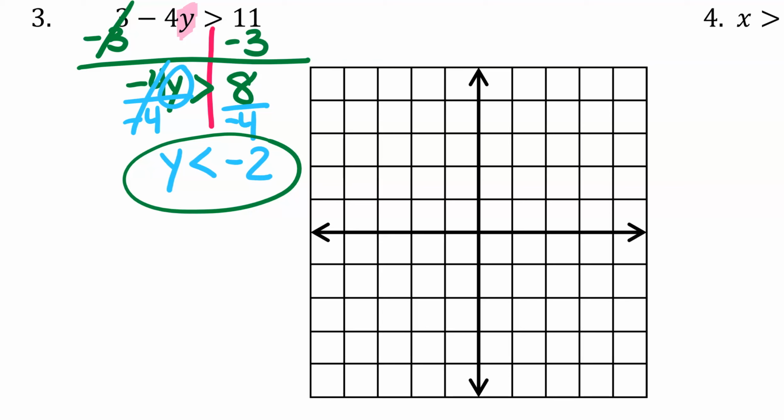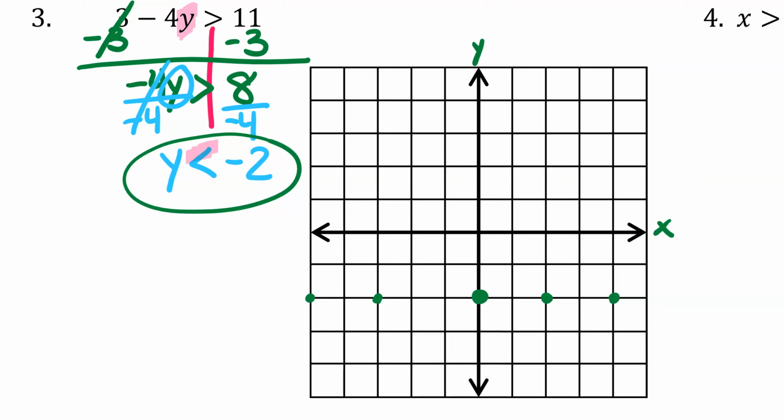So we're going to find -2 on my y-axis. So -2 on the y-axis is right here. It's going to be a horizontal line. It goes through the y-axis. So make sure you have some dots so that it's just a flat line like that.